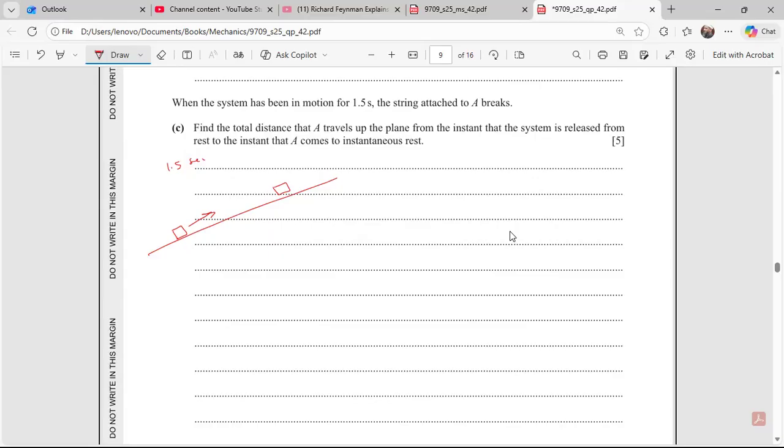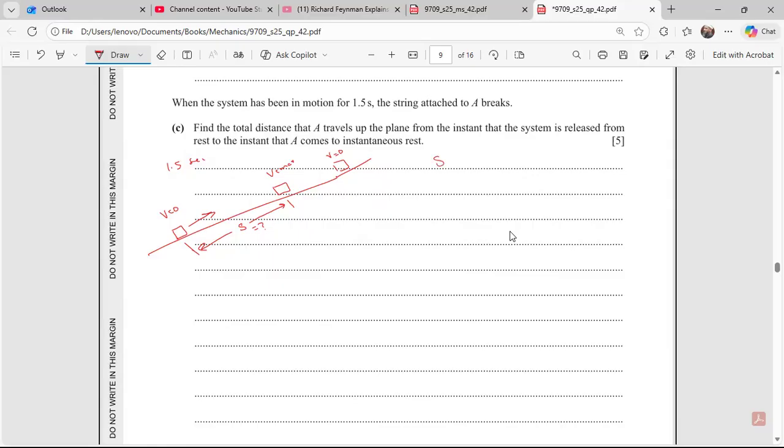So there are three things. Here, velocity was 0. Here, the velocity was maximum. And then after some time, it stops again, so velocity is 0 again. So we have to find the total distance it travels. First, let's calculate the distance it will go from here to here. This distance we want to find out first. This is a bit easy.